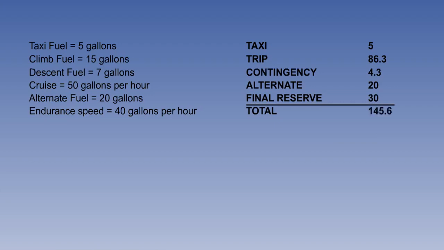If we add all the figures, we have the fuel uplift at departure. To calculate the fuel load at the destination, assuming we did not use the contingency fuel, subtract the taxi and trip fuel of 91.3 gallons from the total uplift. The answer is 54.3 gallons.